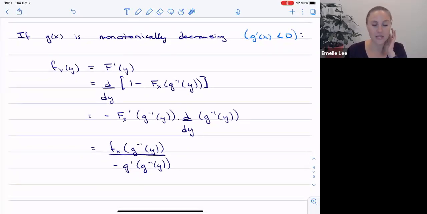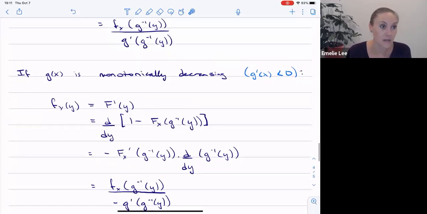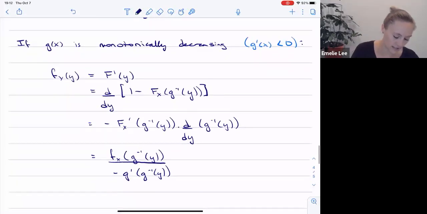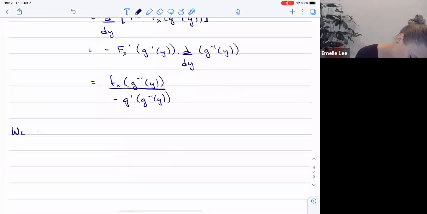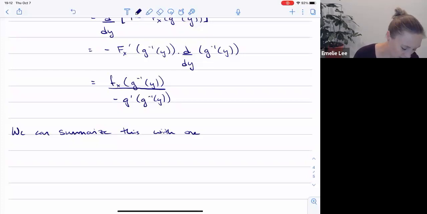So then I can summarize this again. This little negative just went down into the denominator, and otherwise the numerators are the same. We're going to leverage that in our summary. The denominators are essentially the same, except I've got a positive and a negative depending on if it's increasing or decreasing. So we can summarize this with one single equation.